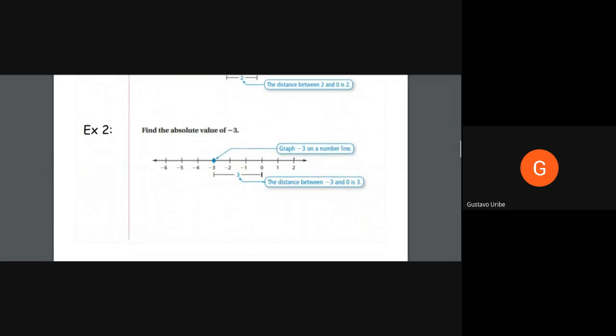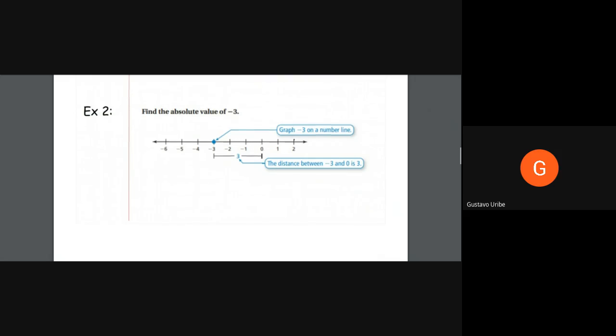Remember, our answer is always going to be positive. Let's do the same for this one. Find the absolute value of negative 3. I want to find out how far away negative 3 is from 0. We graph negative 3 on a number line and count 1, 2, and 3. It's 3 spots away from 0, so your answer is 3. The absolute value of negative 3 is 3 because it is 3 spaces away from 0.